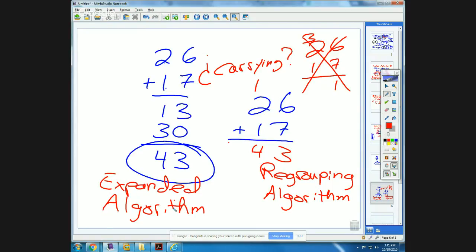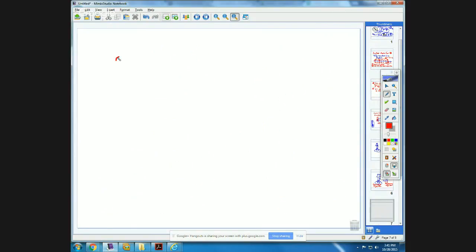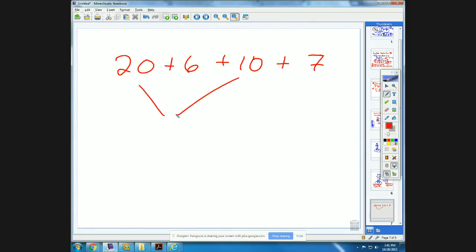So what Morgan said, could you write it as 20 plus 6 plus 10 plus 7? Yeah, and then we can say, okay, 20 and 10 is 30, 6 and 7 is 13, 13 and 30 is 43. So there's lots of ways to write it. I like the stacking way of writing it as opposed to the spread out way. Some kids are capable of doing this, others maybe not.